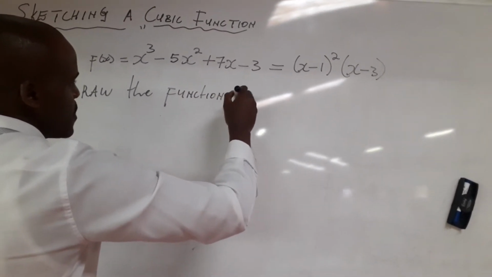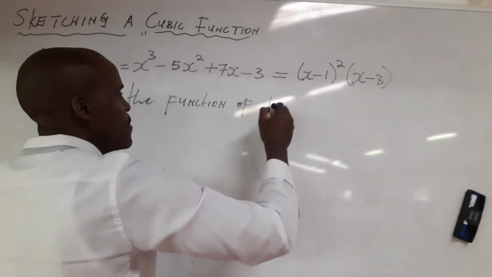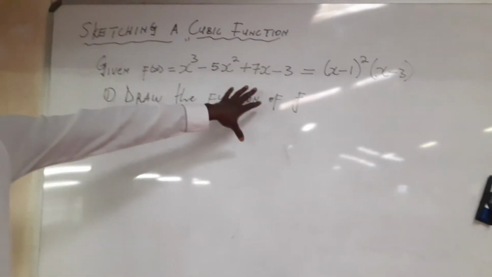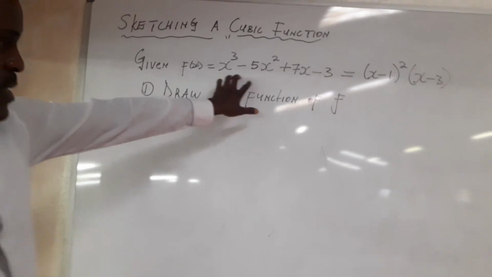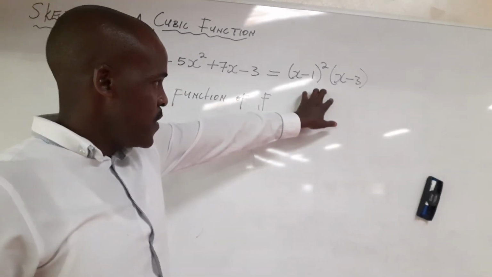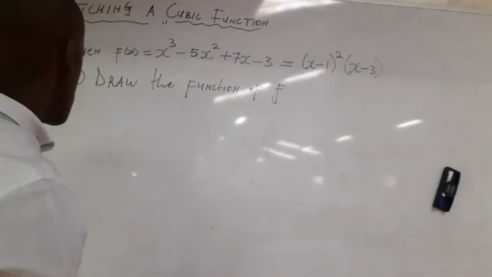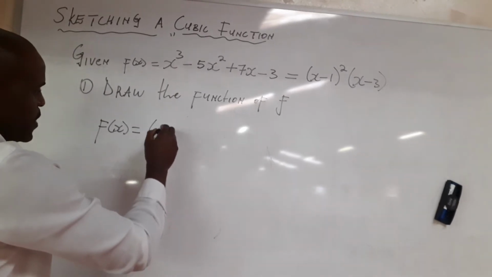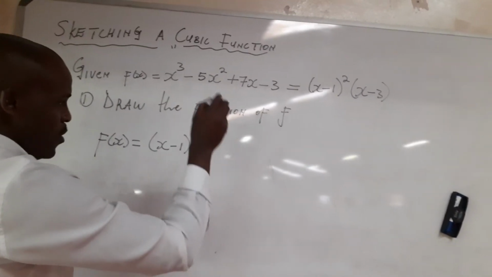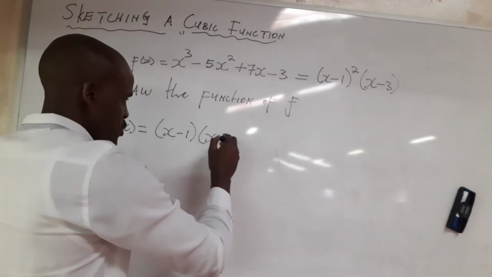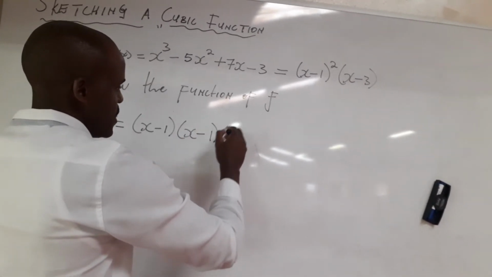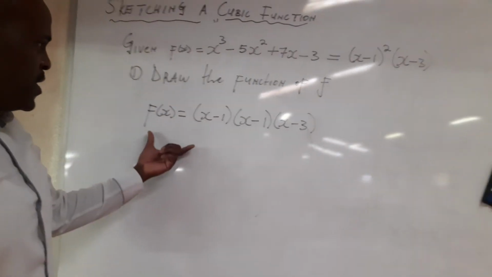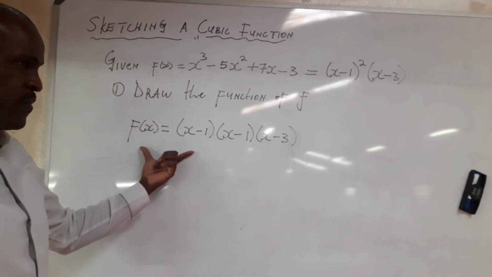Clearly indicate the intercept of x's as well as the coordinates of the turning point. Right, we are to sketch this graph. Let's take this as it is. Our f at x is equal to x minus 1 all squared, so it's x minus 1 into x minus 1 into x minus 3. And then we are to sketch this graph.